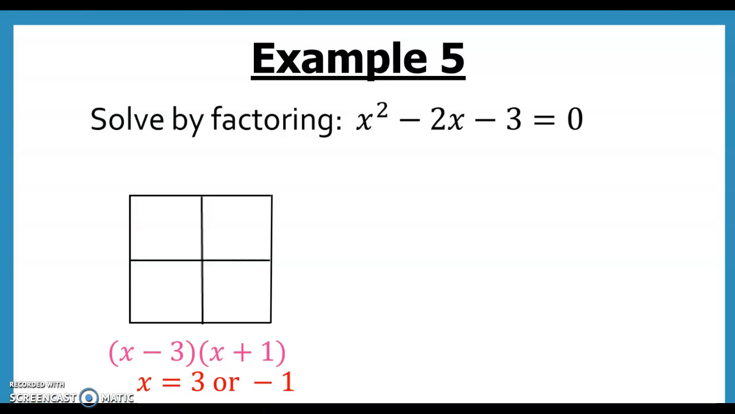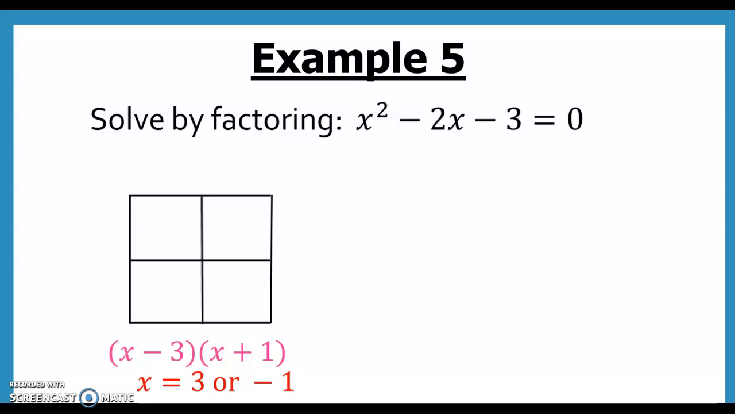So here's one for example. Solve by factoring x squared minus 2x minus 3 equals 0. And I've already put the answers down there for you, but I want to show you how we get to those answers. So this is what I call the box method.